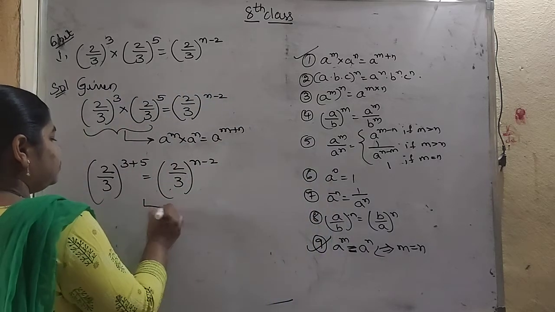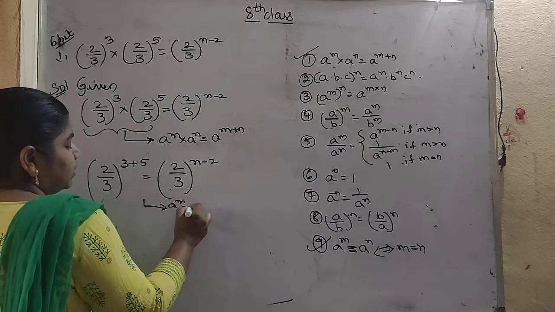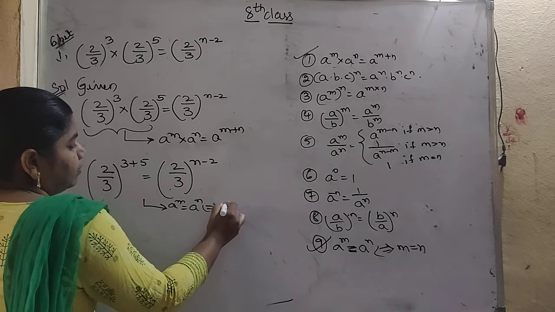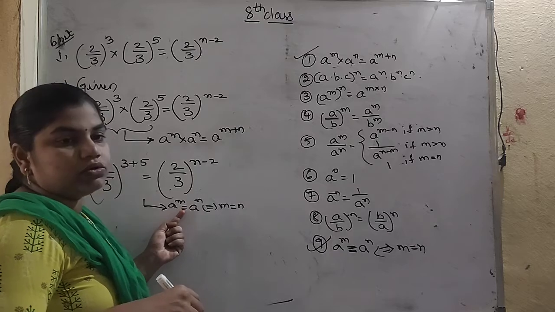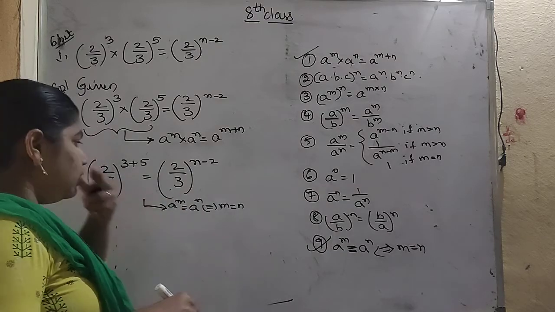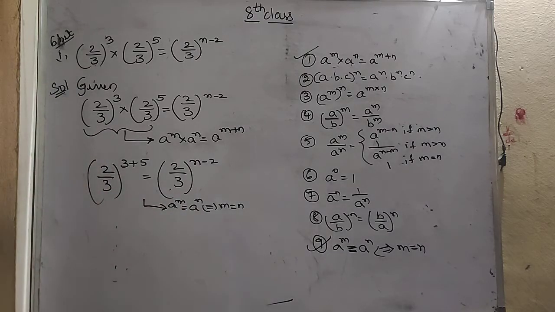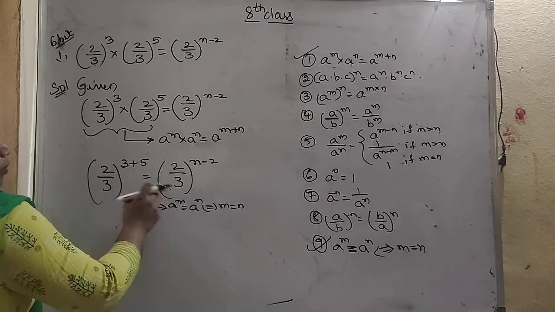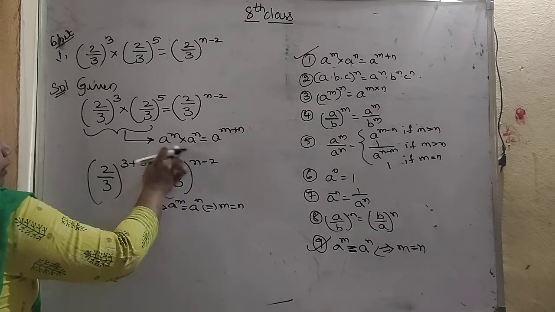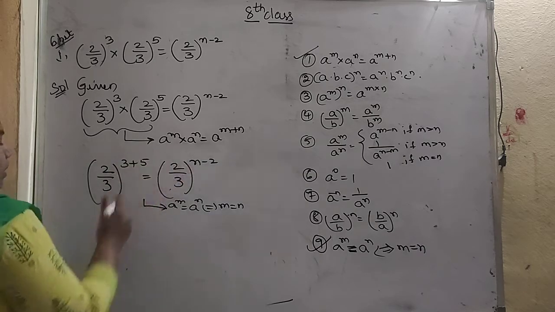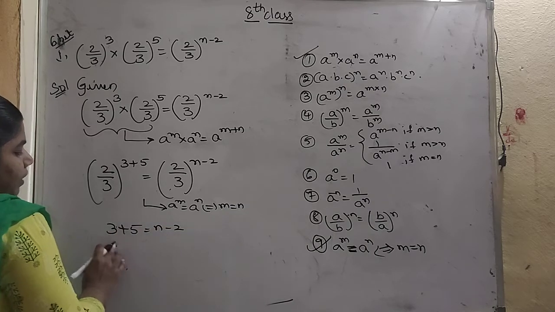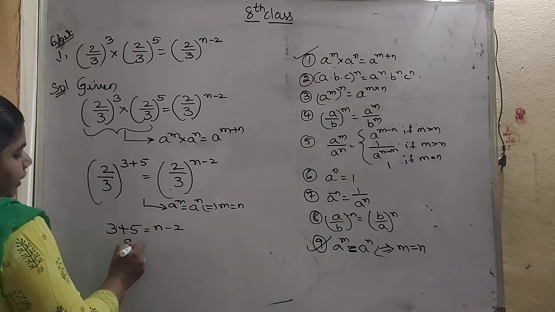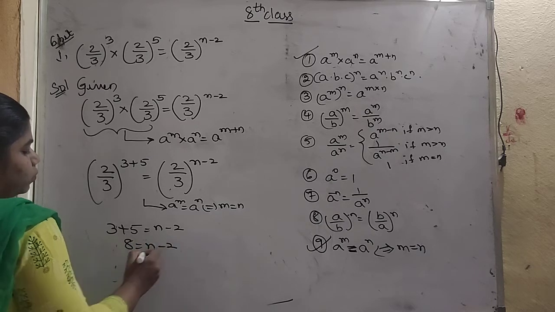Now we are going to apply this last formula, the ninth formula: a power m is equal to a power n gives rise to m is equal to n. When both bases are equal and there is an equal to sign in the middle, we will equate the powers. Here both bases, 2 by 3 and 2 by 3, are equal, so we equate the powers. That is 3 plus 5 is equal to n minus 2. 3 plus 5 is 8. So 8 is equal to n minus 2.